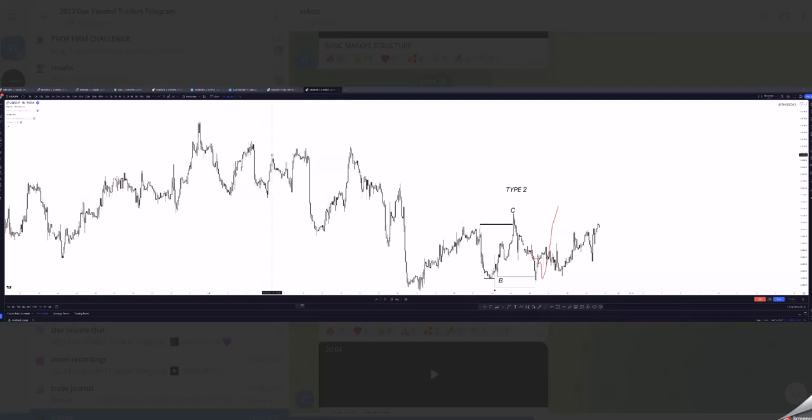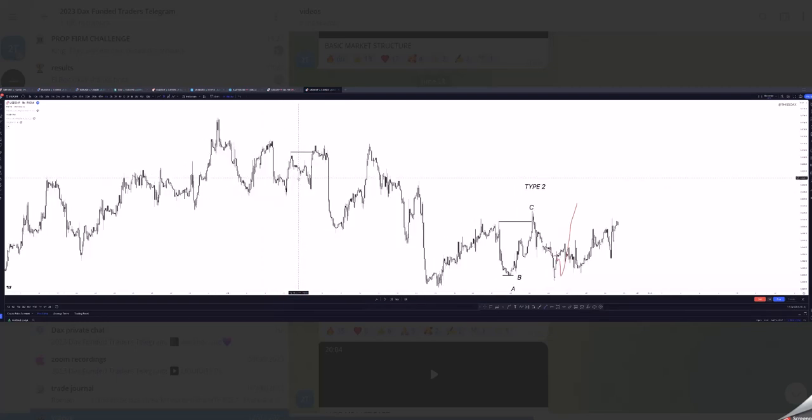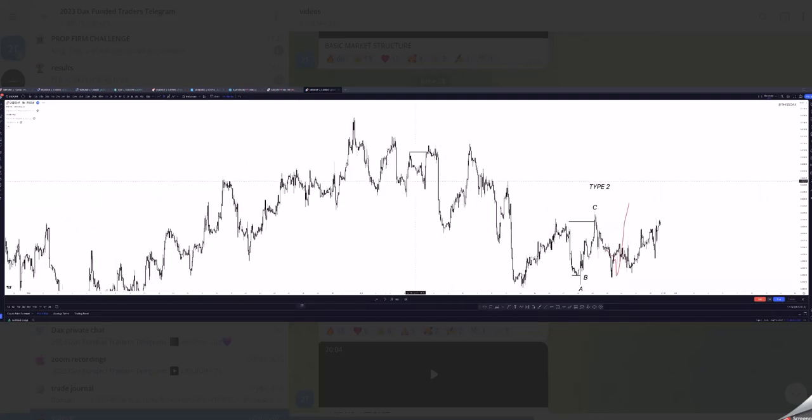So let's say we have this high taken out. We had a little break here. We had a first break, right? But then there was no second break. Surprise, this high here becomes the B. Still the same type 2 actually. Don't confuse yourself. Don't worry, you will get it.